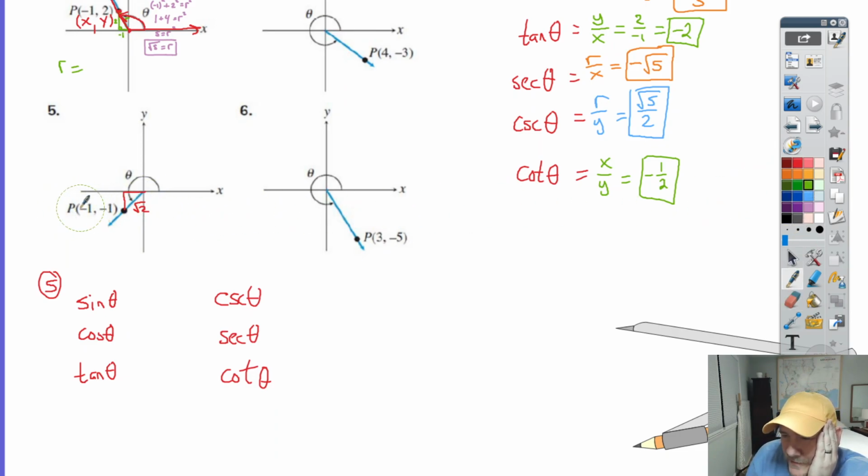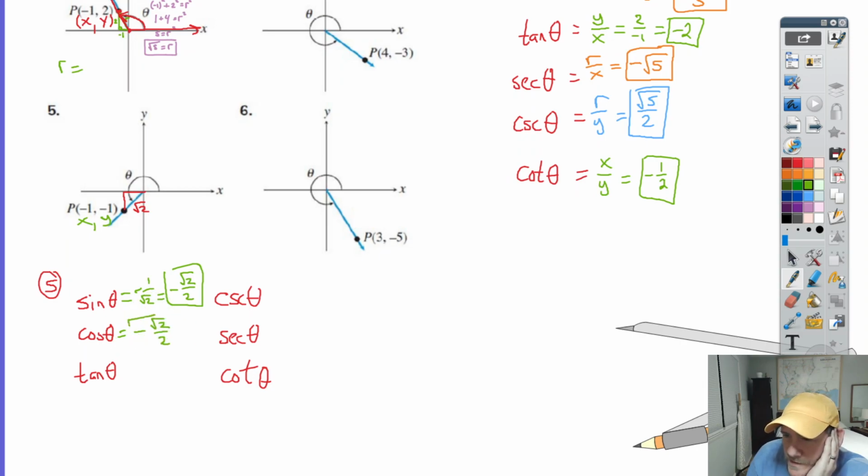All right, so blah, blah, blah. We've got all our stuff. And this should be even simpler because x and y are the same number anyway. So that's actually going to mean sine and cosine are the same. Because for sine, I do y over r. So I get negative 1 over root 2. Which, when I rationalize, is negative root 2 over 2. But the x-coordinate is the same as the y. So, of course, the cosine is going to have the exact same value. It'll be negative root 2 over 2.